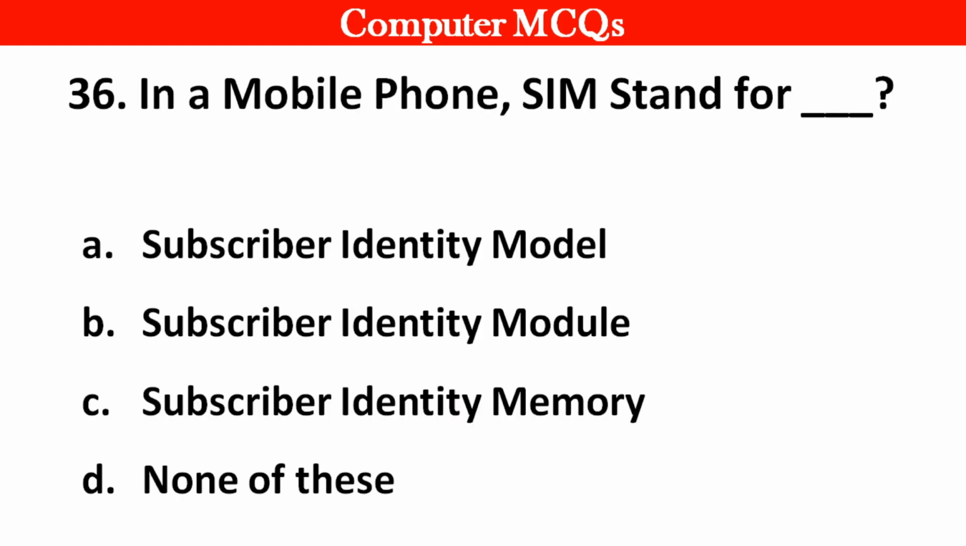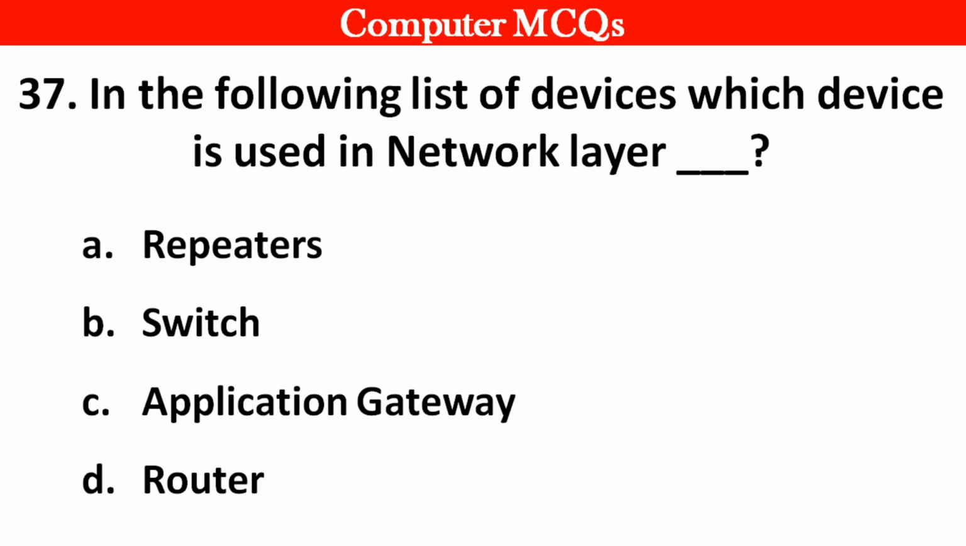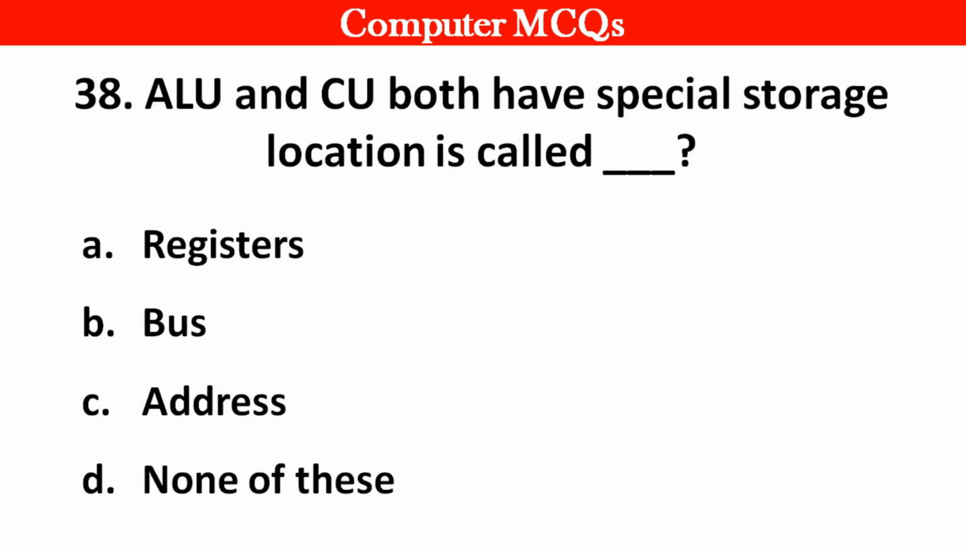Next question, in a mobile phone, SIM stands for dash. Right answer is option B, Subscriber Identity Module. Next question, in the following list of devices, which device is used in the network layer? Right answer is option D, router. Next question, ALU and CU both have special storage locations called dash. Right answer is option A, register.